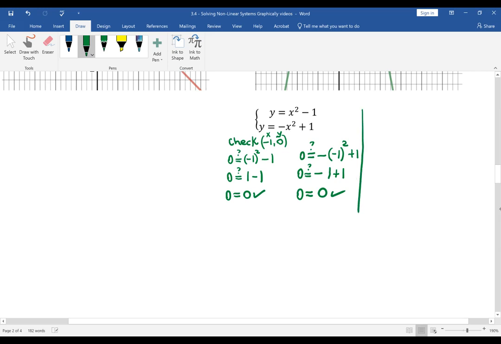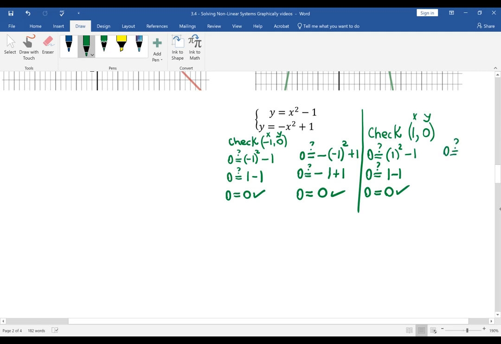Now let's check for the second point. Our second point was 1, 0. So this time 1 represents the x and 0 represents the y. 0. Is it equal to 1 squared minus 1? Let's check. 1 squared stays 1. 1 minus 1 equals 0. Perfect. And now for the second equation, we have 0.